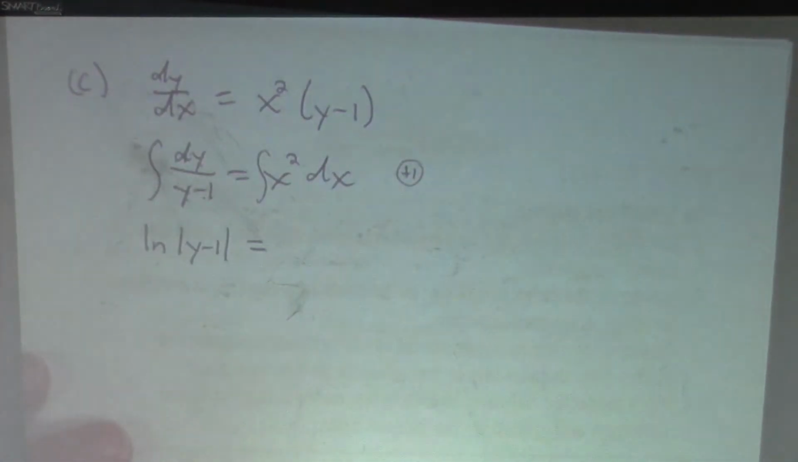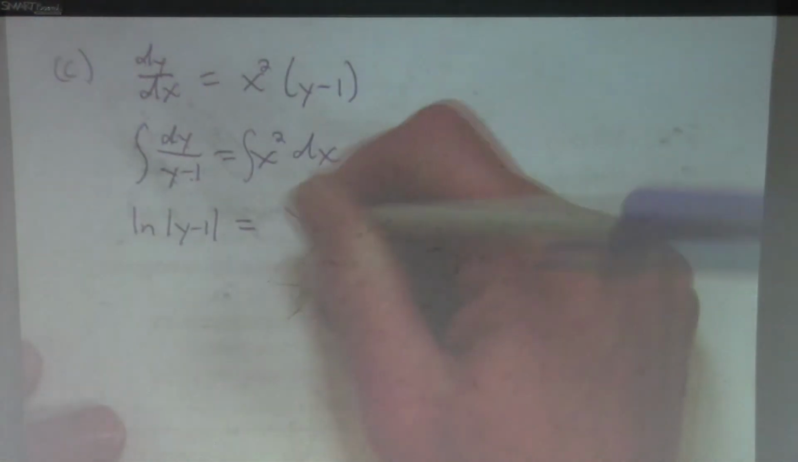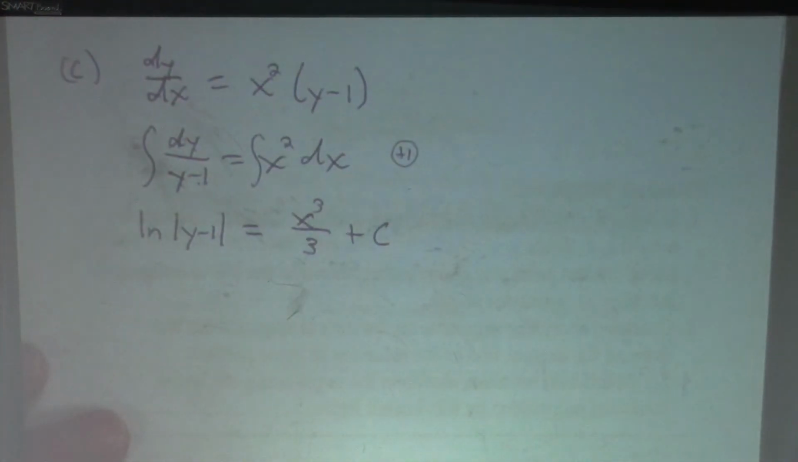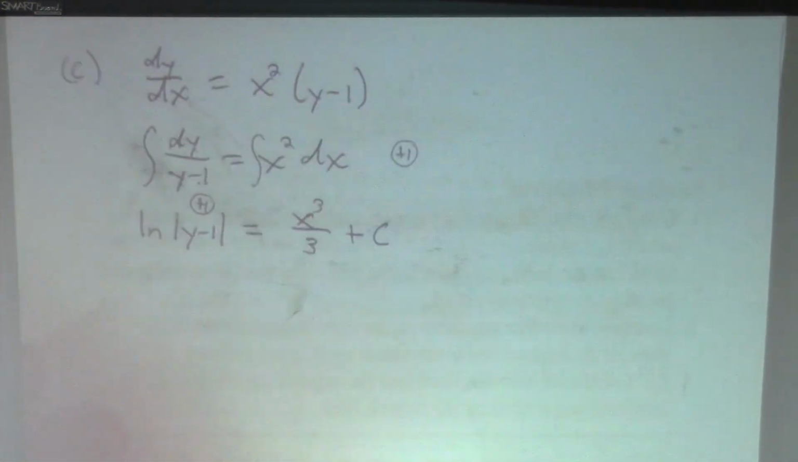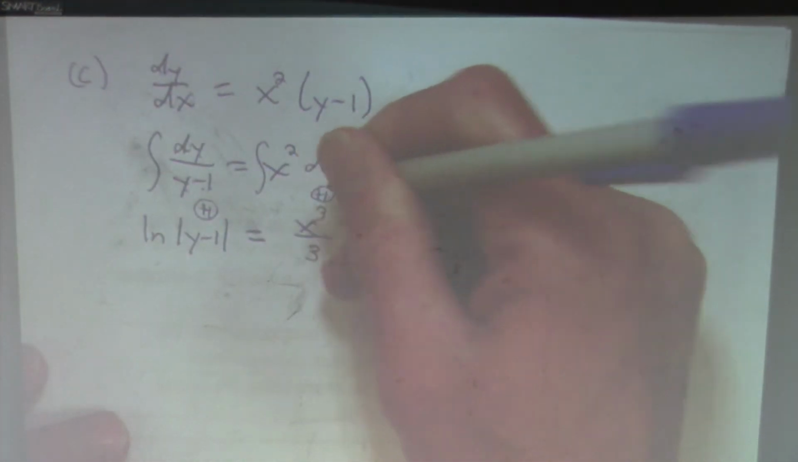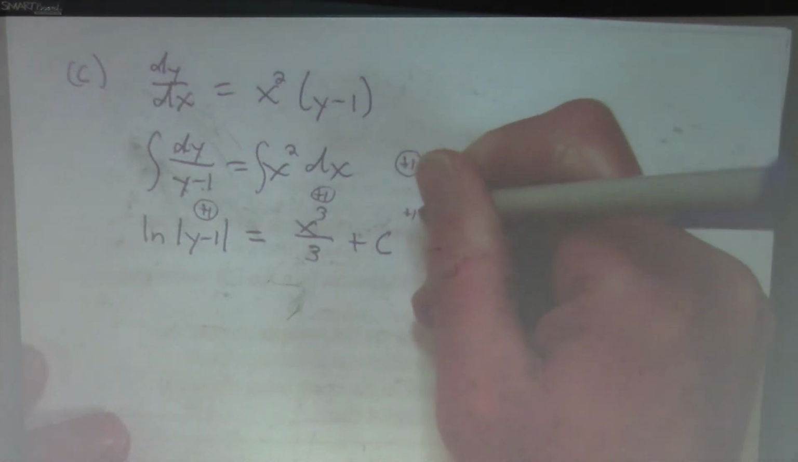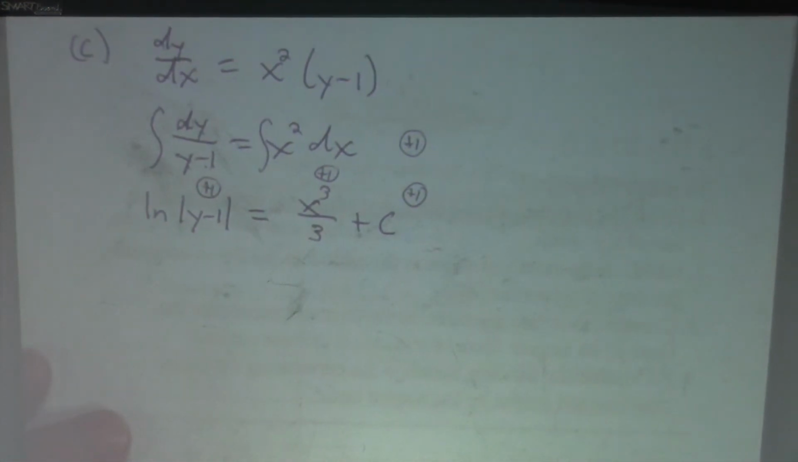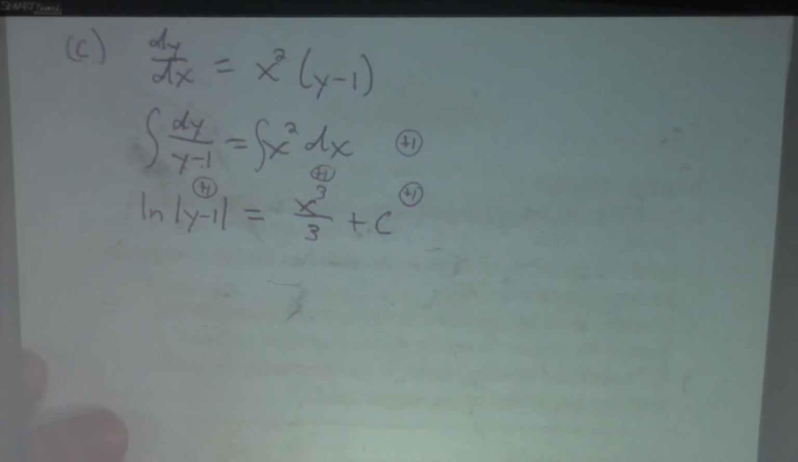And clearly the right side is simply a nice little bump up and divide. x cubed over 3 plus c. Plus 1 for integrating the y's. Plus 1 for integrating the x's. Plus 1 for simply writing a plus c at the end of the x term. Look at that, 4 points.